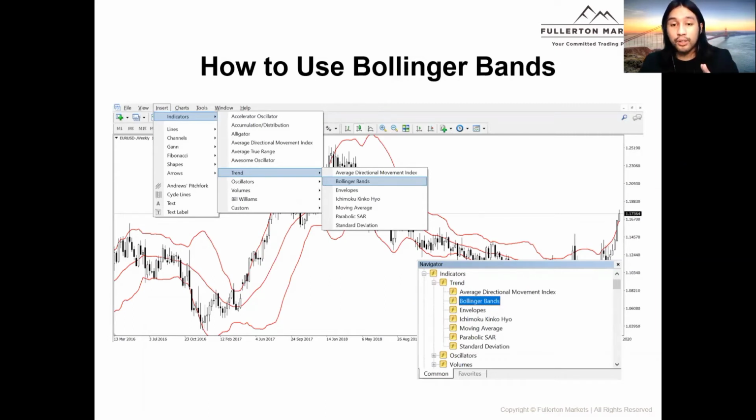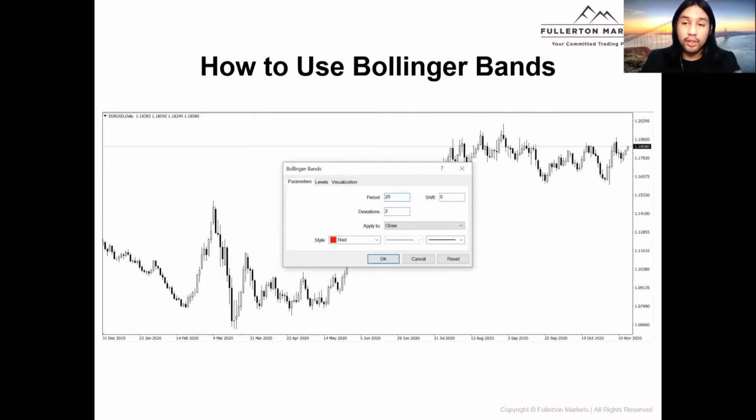The second way to do this is by opening the navigator tab, the one on the bottom right. Same thing: indicators, trend, Bollinger Bands. Either way, you will come up to this. The standard that a majority of the world uses is a period of 20, applied to close with 2 deviations. The color can be whatever color you want.